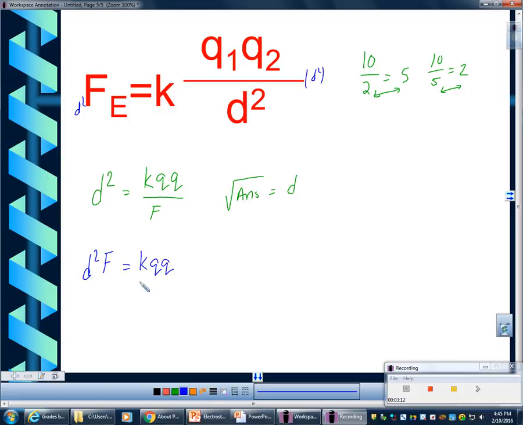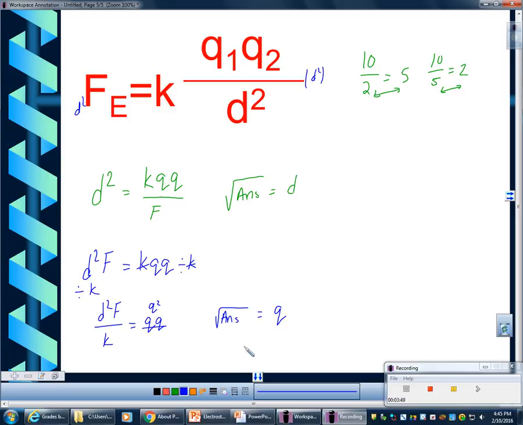So my next step would be to do the inverse of multiplying by k. Here I would divide by k on both sides to take care of that part. So now I have d squared times F divided by k gives me q times q, or q squared. So just like we had with our distance, once we have this value, I can plug in my information, take the square root of the answer, and that would give me my value for q.